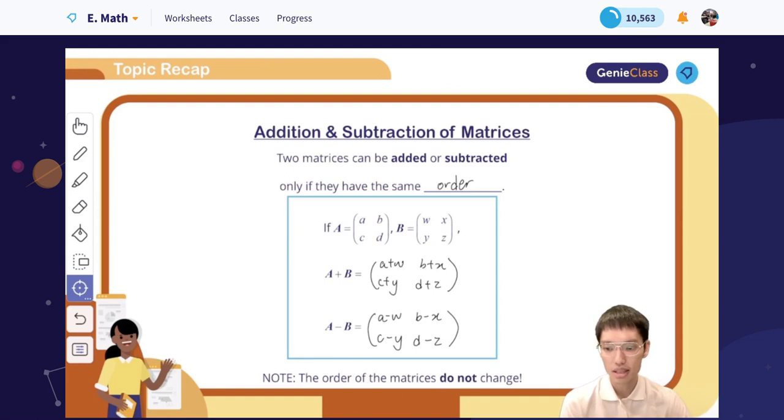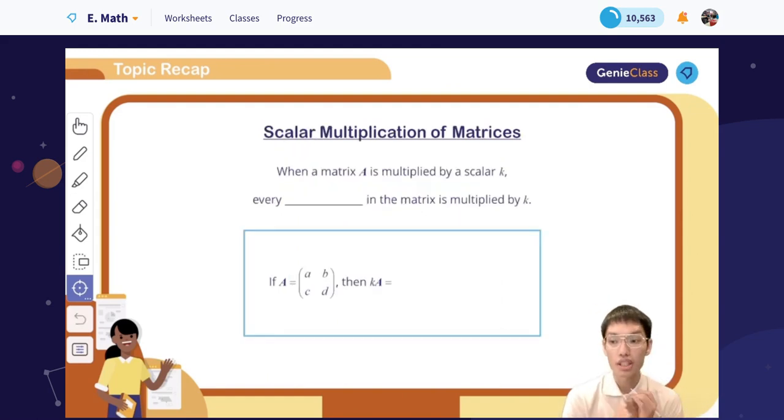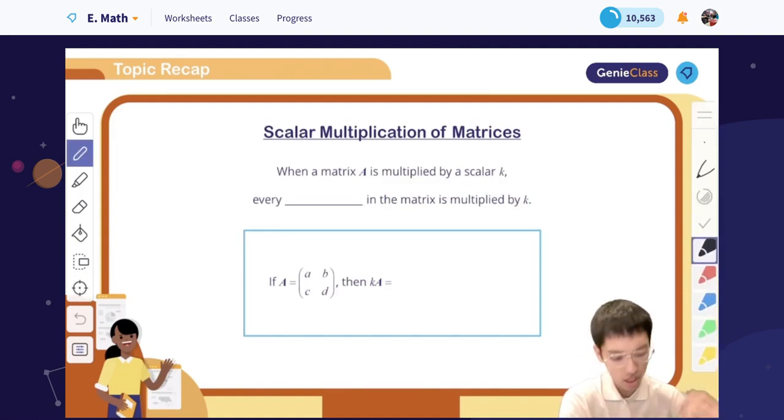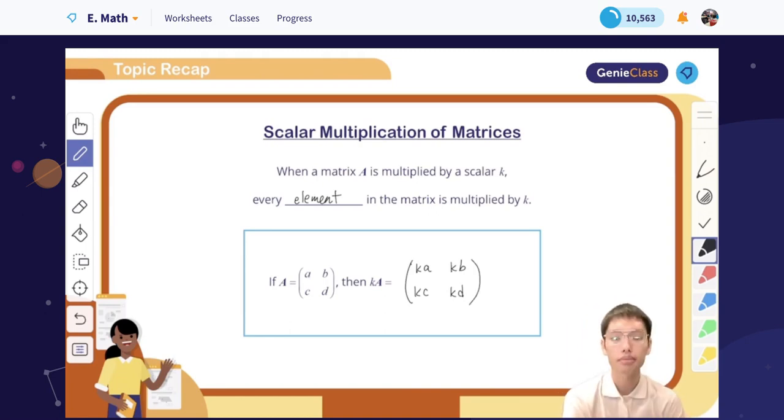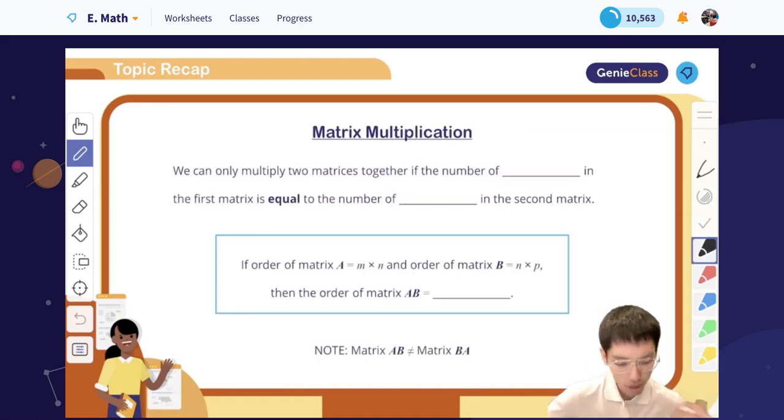Alright, so there's adding and subtracting as well. And this is actually the first lesson. If we scalar multiply, we say each element is multiplied by k. So that means if I have k of A, each particular element is going to get multiplied by k. Okay, each of the numbers is going to get multiplied by k. Very straightforward over here. Now, next one over here, matrix multiplication.